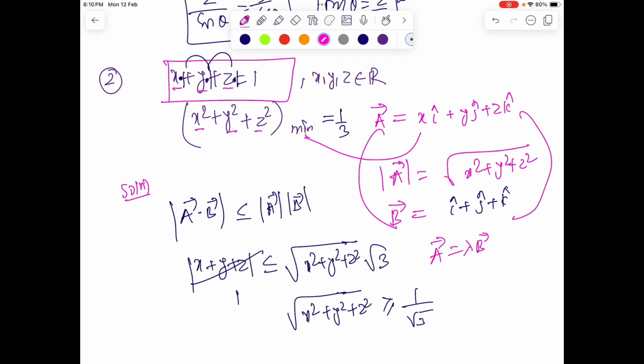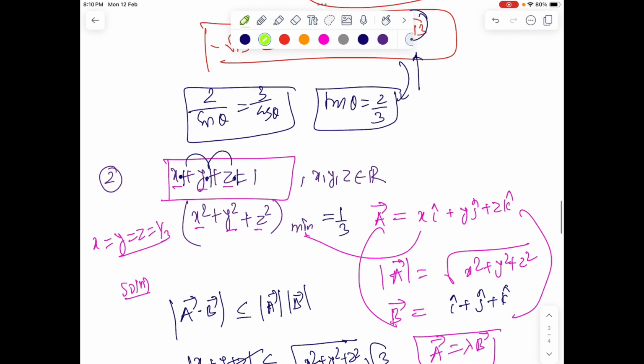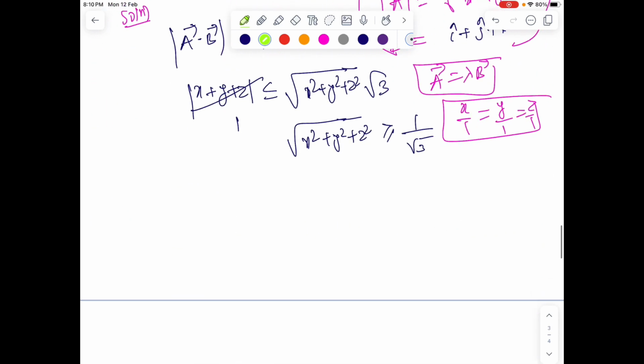You can also find the value at which the minimum will be achieved. At what value will it be achieved? When these two vectors are collinear. So a will be lambda times b, which gives the ratio of coefficients x by 1, y by 1, z by 1 to be the same. So equality will be achieved when x equals y equals z equals 1 by 3.